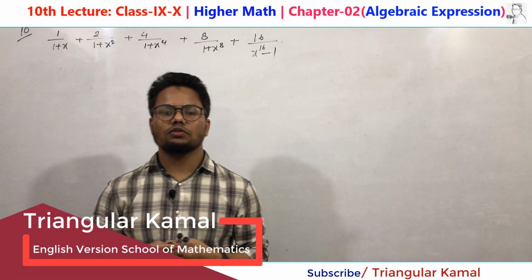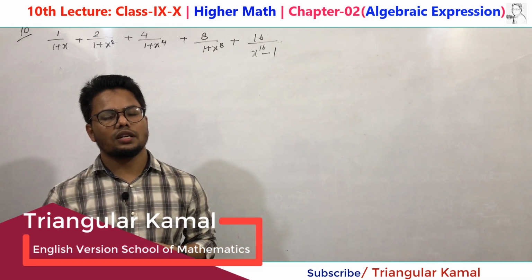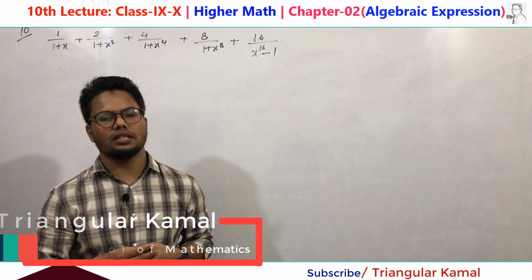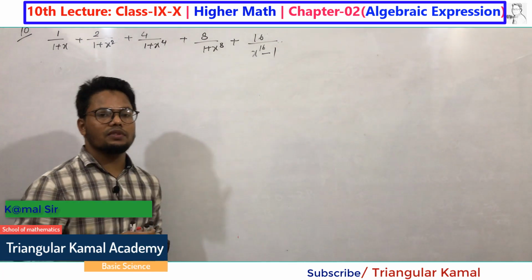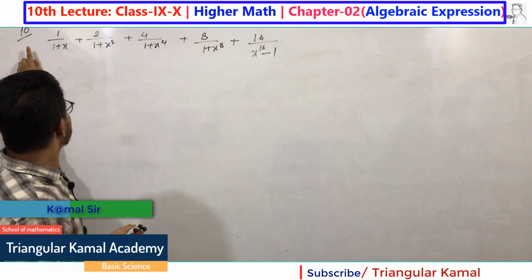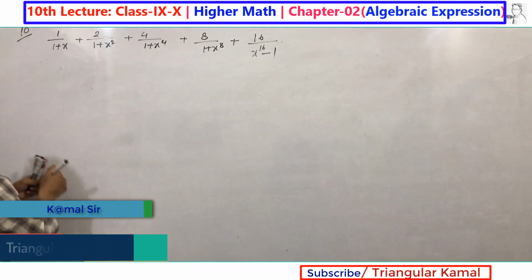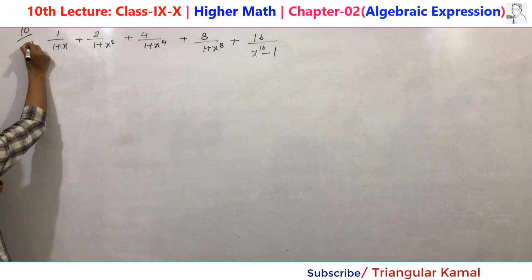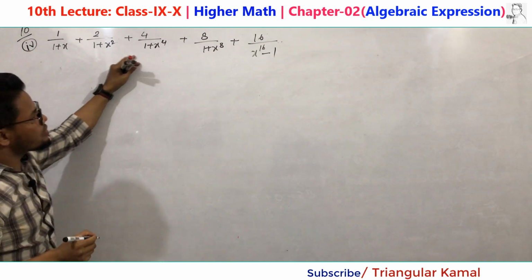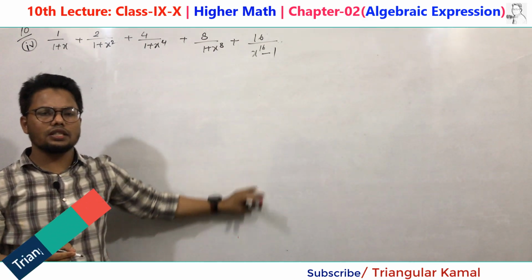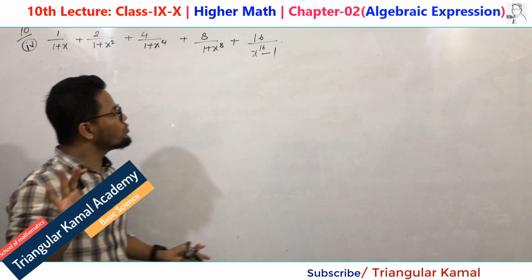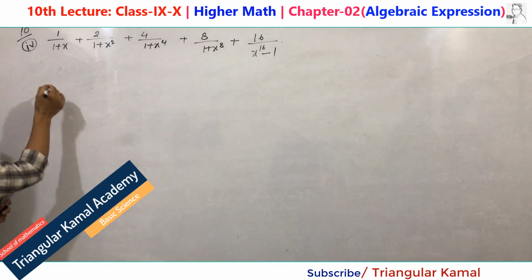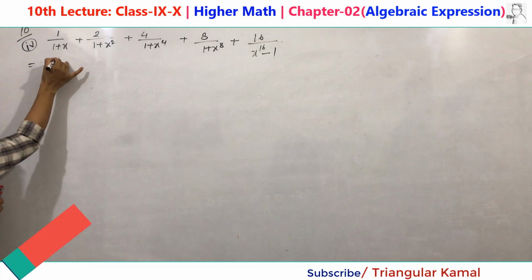Today I am going to discuss one of the most important maths from the higher mathematics for the students of class 9 and 10, from chapter 2, Algebraic Expression, question number 10. I think this one will be number 4 within 10. This is very easy maths, but it's lengthy math. That's why sometimes it may be difficult for the students, but it's very easy. Okay, now give attention. I am doing this line by line.